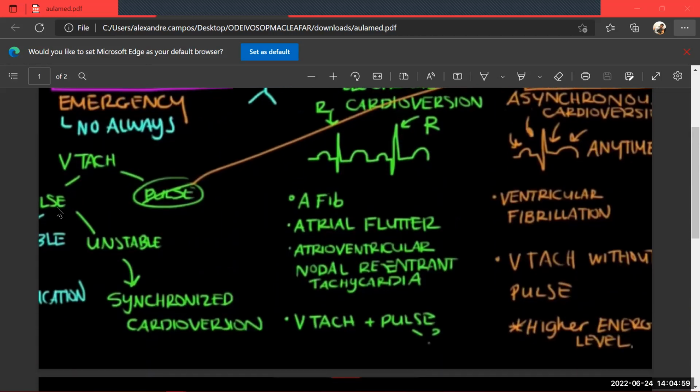VTAC, if the person is stable, you may treat differently, as if there is no pulse, or with a pulse if it's unstable or stable.